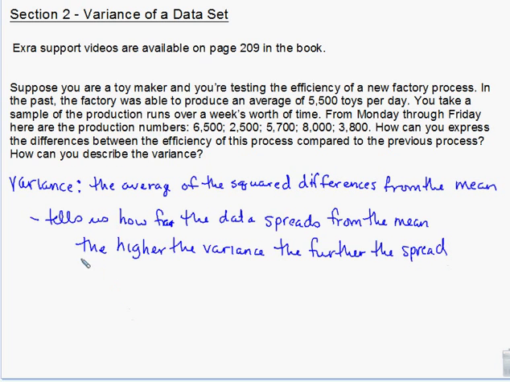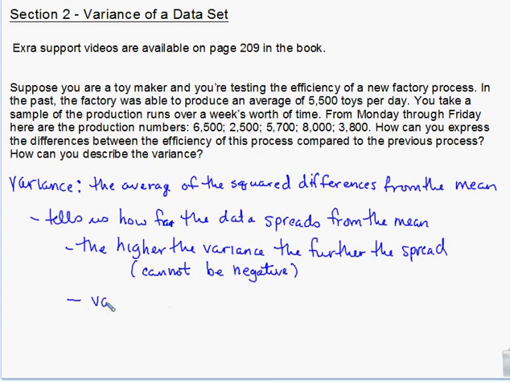Now there's no maximum variance. It's not like with probability where we went between 0 and 1. Variance can be between 0 and any number that exists. So there's no cap on that. It's not negative, but theoretically, it could go from 0 to infinity.